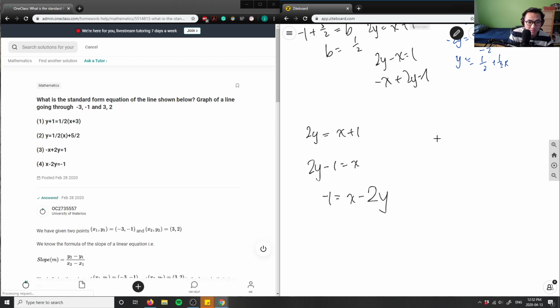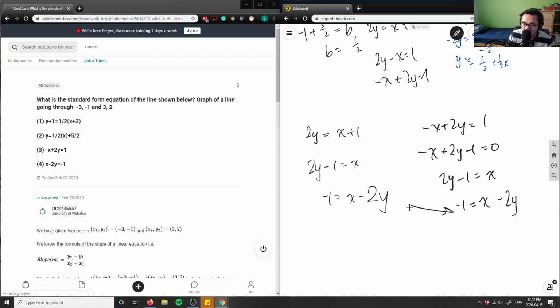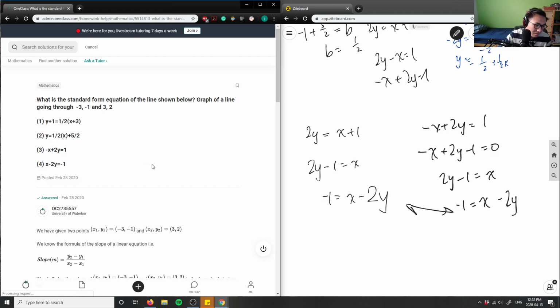If I had something like -x plus 2y equals 1 here, I can manipulate this to get this, right? If I moved 1 to this side, I get -x plus 2y minus 1 equals 0. I'm moving x to the other side, so I have 2y minus 1 equals x, and I move 2y to the other side, right? So -1 equals x minus 2y. So these two values are also the same here. So again, all of these solutions here are correct.